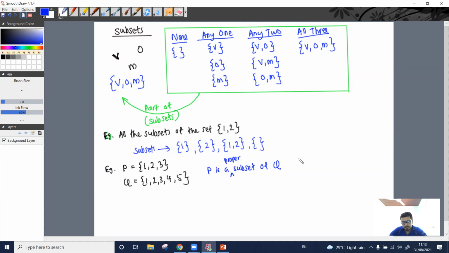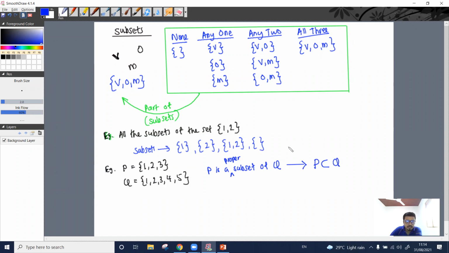So how can we represent this using symbols? Set P is a proper subset of Q. What is the symbol we are using? We call it the U shape, with an underline beneath it. This one. P is a proper subset of Q.